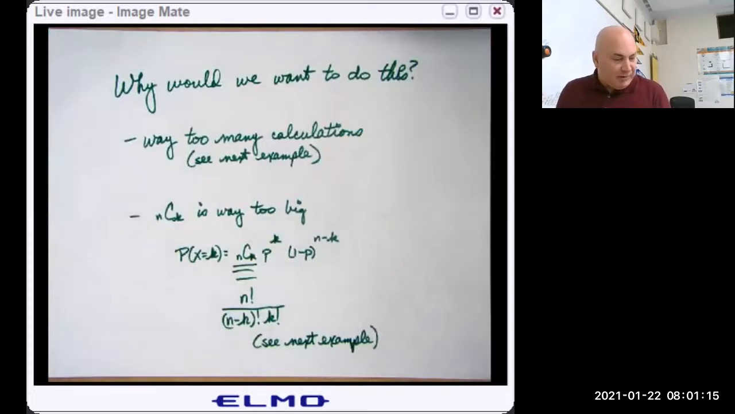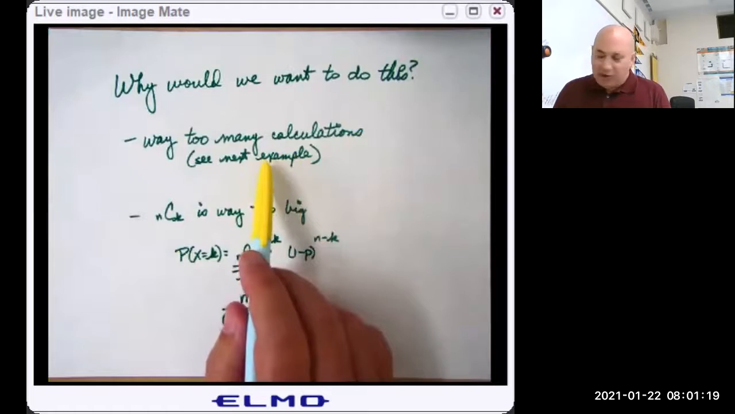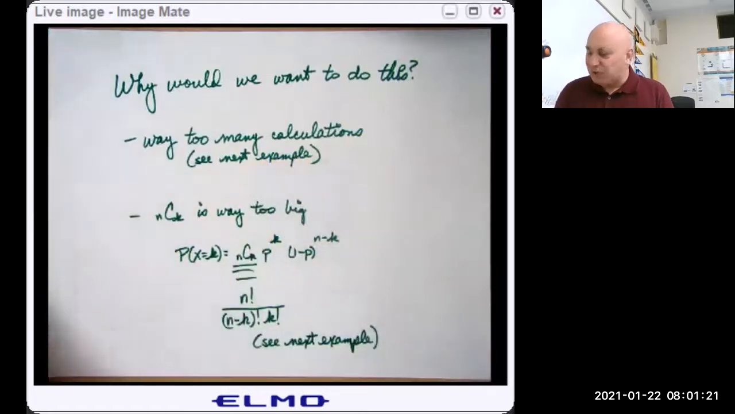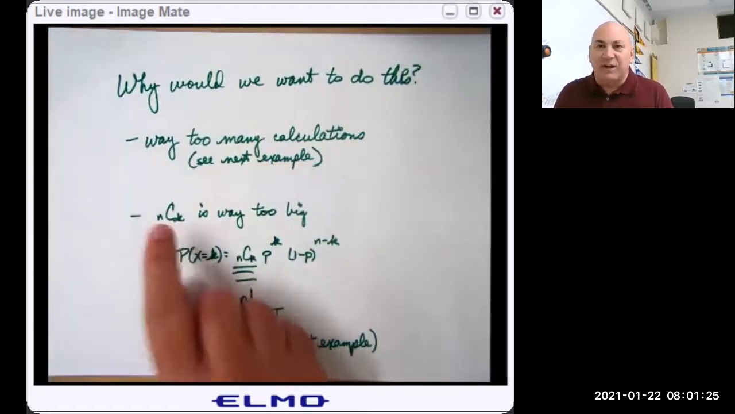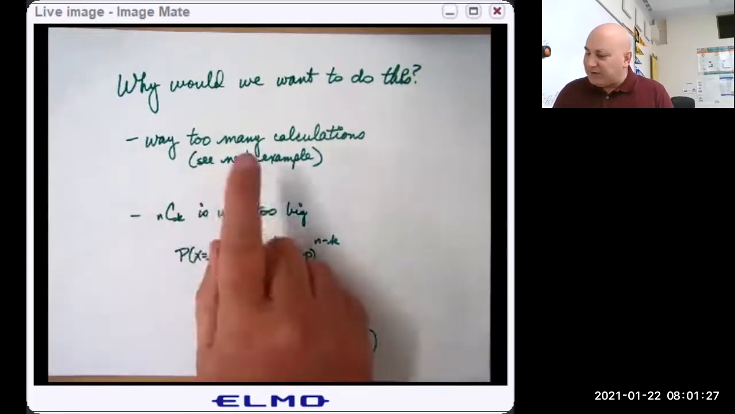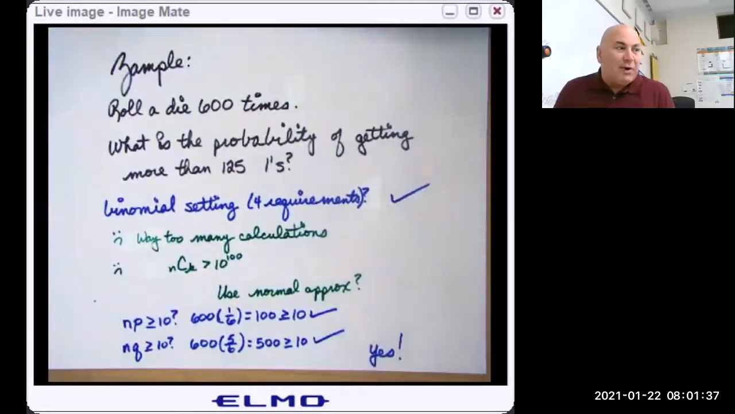So let's take a look at an example where there are way too many calculations. We already saw what happens if n choose k is too big, we get an overflow error. So now let's see why we might want to use a normal approximation. Let's roll a die 600 times. What's the probability of getting more than 125 ones?